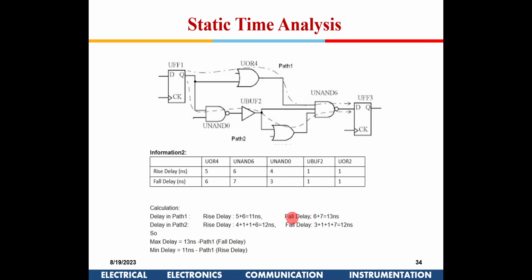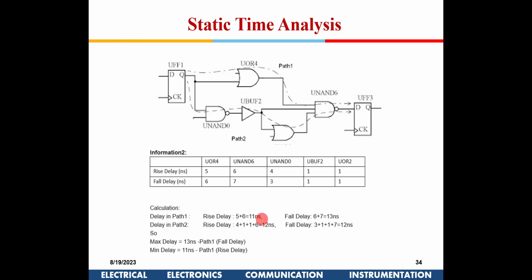So here if you see 11, 13, 12, 12, so 13, it doesn't matter if it is rise or fall, because when I am doing my STA analysis I have to cater for both these delays. So the worst case scenario is 13. So for my setup analysis I will take 13 as a max delay constraint.